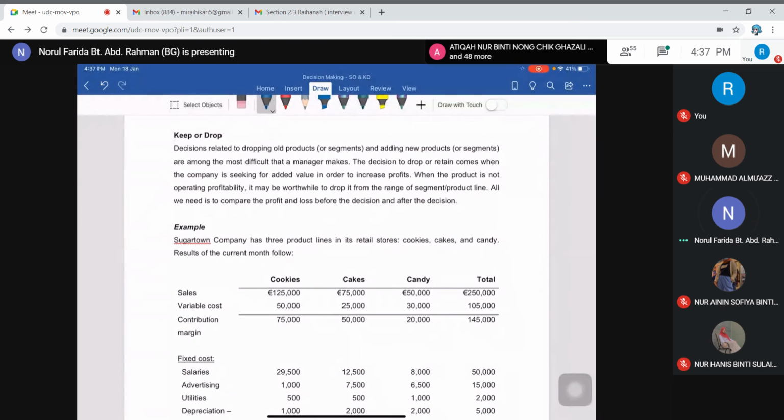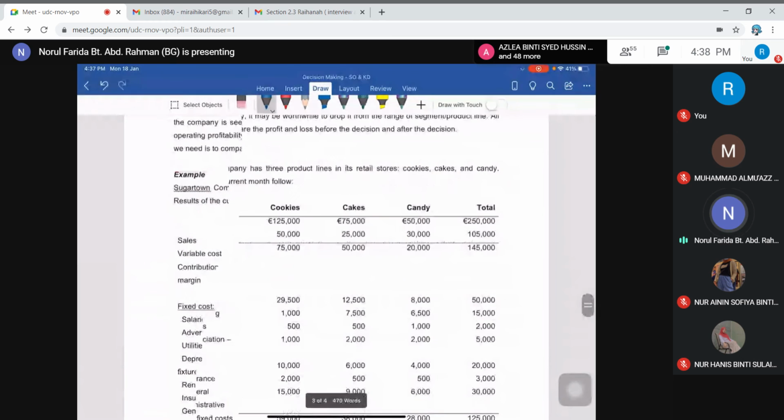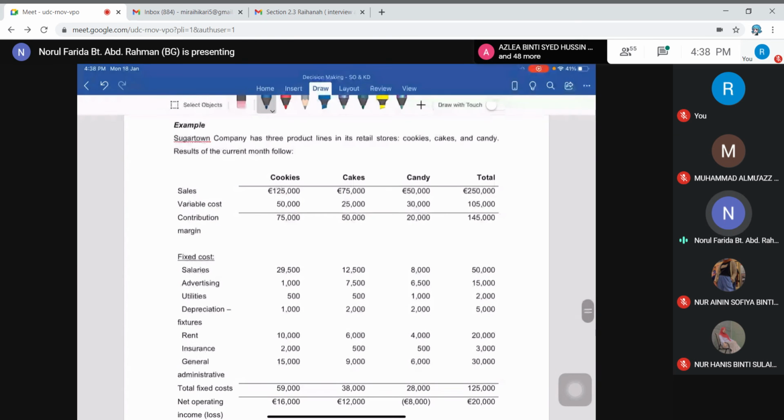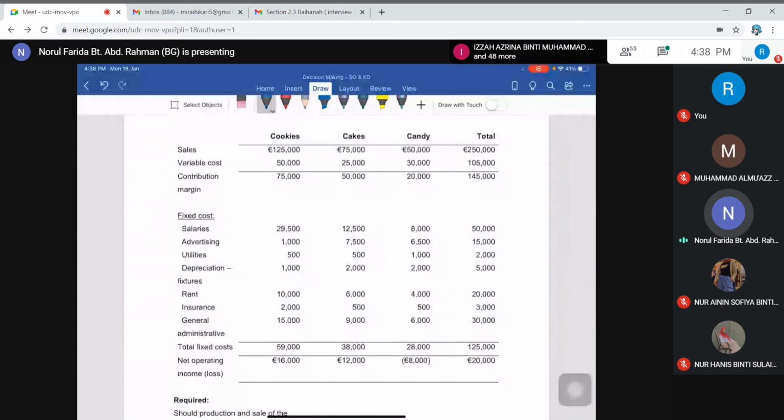Okay. So for example, apa benda lah petang-petang lagi belajar keep or drop ni ha. For example, Sugar Thumb Company has 3 product lines in its retail store, cookies, cakes and candy. Okay. They have 3 products. So you can see ini pun sama, simple income statement. Your sales minus your variable cost, you get your contribution margin, and then minus all your fixed cost, then you get a net operating income ataupun net loss lah, net income ataupun net loss.